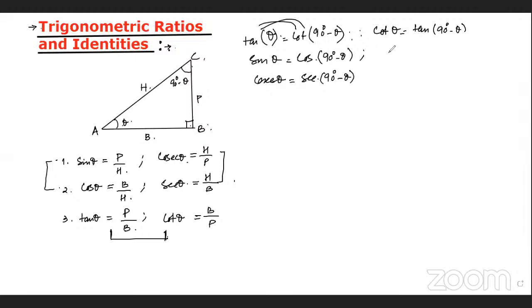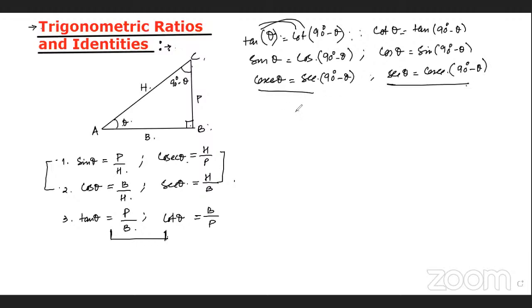So similarly, here cos theta will be equal to sine of 90 degree minus theta. Then we have secant theta, that will be equal to cosecant of 90 degrees minus theta. So that's why we call them the co-functions.